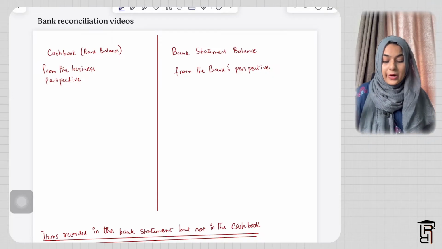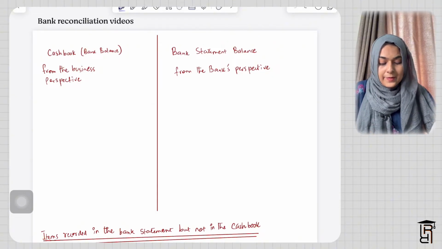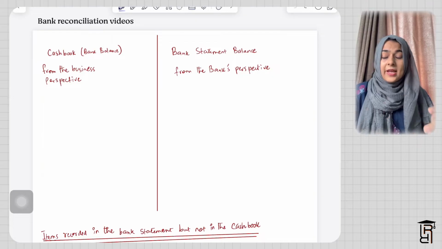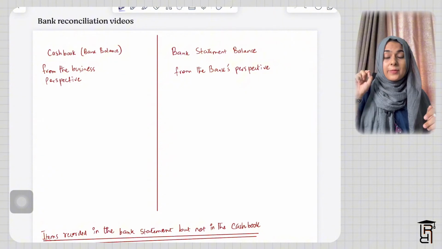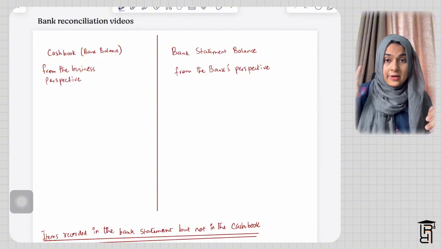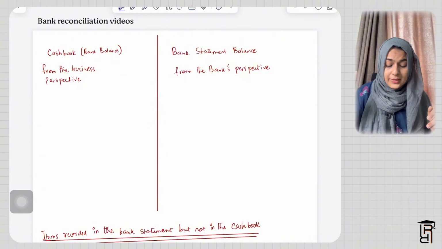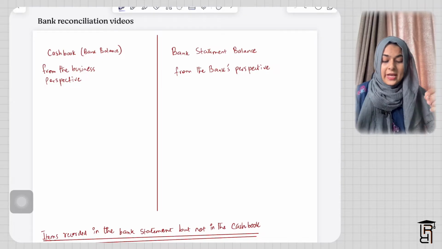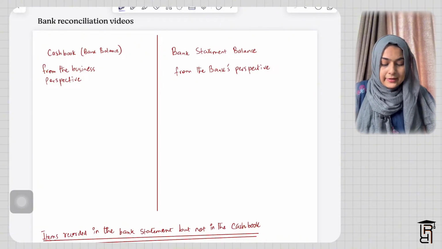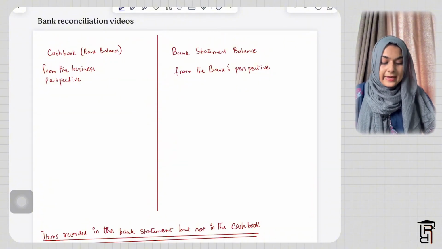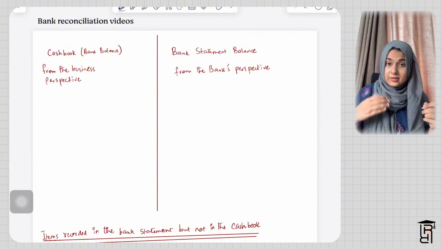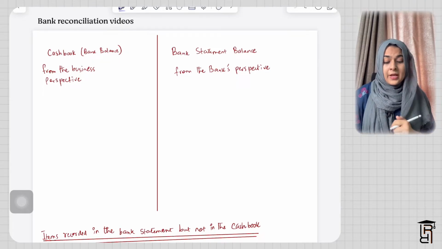We need to understand that our cash book has two columns. One is the cash column and the other is the bank column. We'll only be talking about the bank column in the case of bank reconciliation statements. The bank column of our cash book increases on the debit side and decreases on the credit side. Everybody knows that, because the bank account of the business is an asset for the business, and assets increase on the debit side and decrease on the credit side.